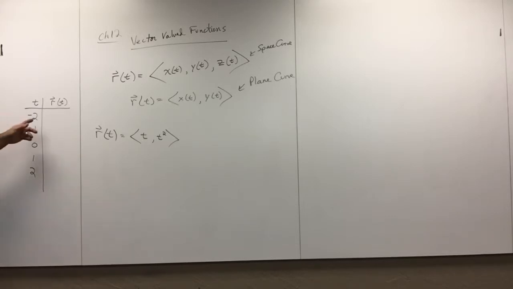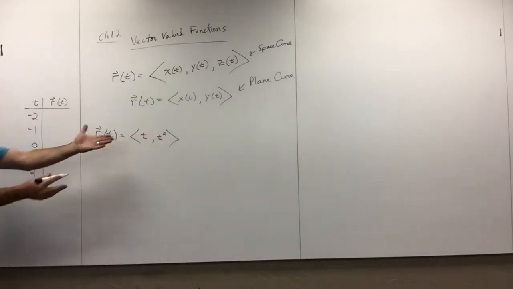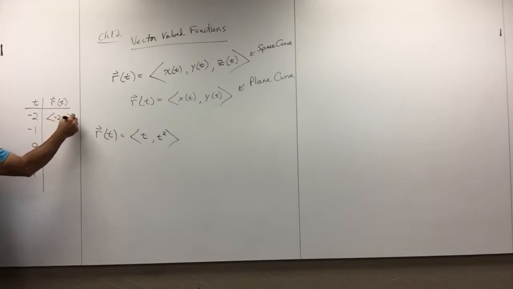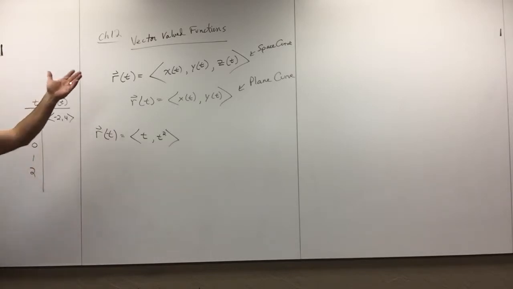When I plug in a -2 for t, of course, I get a vector. The answer is a vector. That's why this is an interesting function. The input is a real number. The output is a vector. It's a vector-valued function. The input is a scalar, t. The output is a vector.